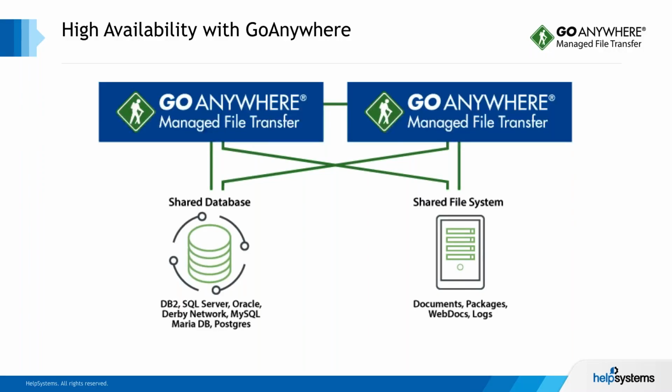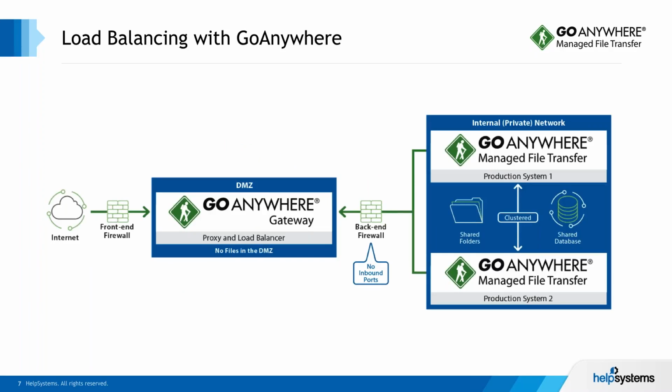Another diagram from the load balancing perspective is going to show you two GoAnywhere MFT nodes on the right, clustered. As we just discussed, they're going to share the file system and the database. And those are going to be in your internal network. Your DMZ would have GoAnywhere Gateway. Hopefully everyone on this call is either using or looking into GoAnywhere Gateway solely for the sake of stopping all that inbound traffic in the DMZ, not allowing any traffic into the internal network. But GoAnywhere Gateway is your reverse proxy and your load balancer.